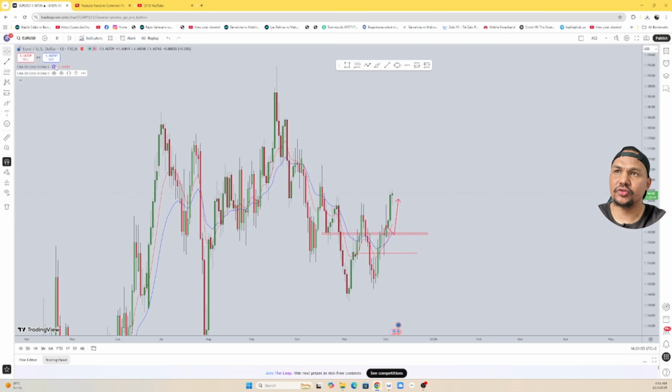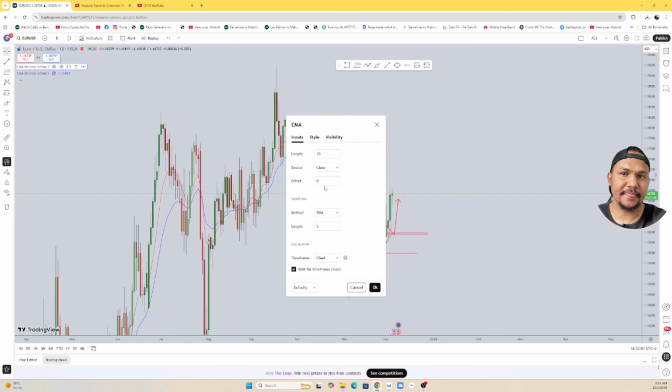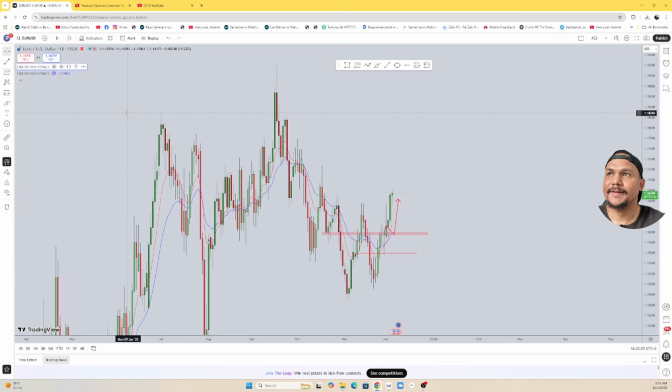Now, the first thing that we're going to talk about is you get an EMA 10 and you get an EMA 20. And to show you the settings quickly over there, the EMA 10 looks as follows. The length is 10, source is close, offset 0, method SMA, length is 5, time frame is chart. Now, the reason why I put time frame to chart is because we want the indicator to work on any time frame that the chart is placed on, within that minute or within that time frame, right?